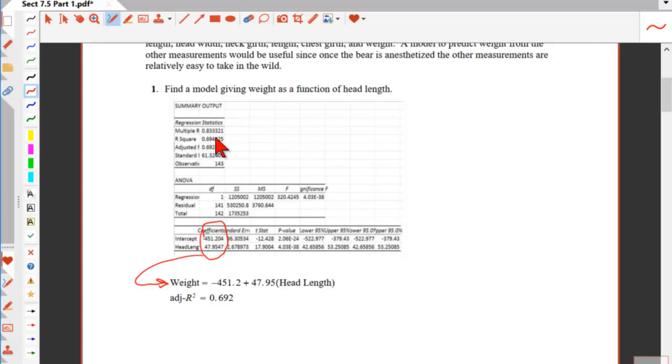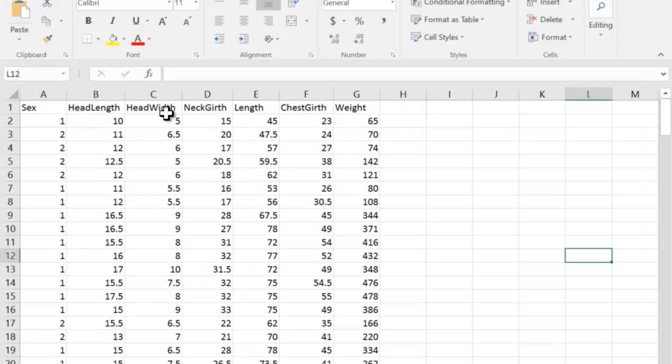We were also interested in the adjusted R squared. So this model using head length can explain about 69% of the variation in weight. Now, that's not bad, but we might want more accuracy. We have a lot more data, right? We have all of these other measurements in addition to head length.